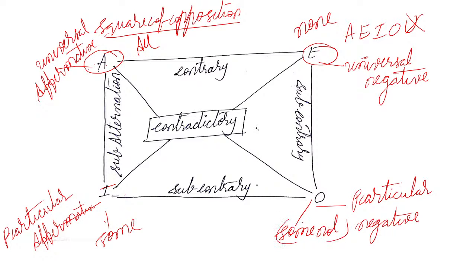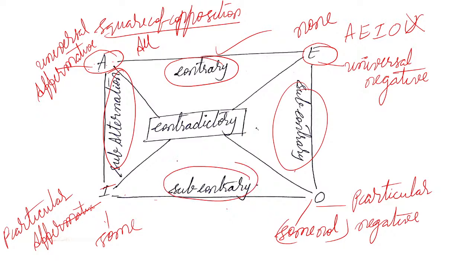These two, A and E, are called contrary. We will see what the contrary is, what the quality is, and how to remember the contrary also. This is called contrary, these are subcontrary, and these are subalternation. Okay friends, this is called subalternation, this is called contrary, and this is called subcontrary. We will discuss in detail now.